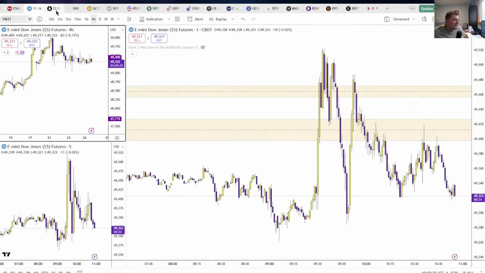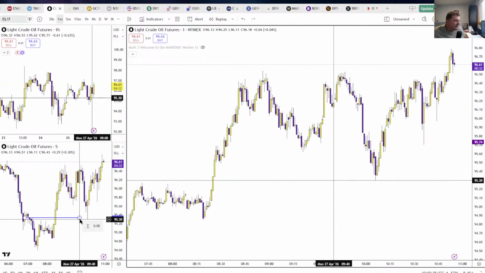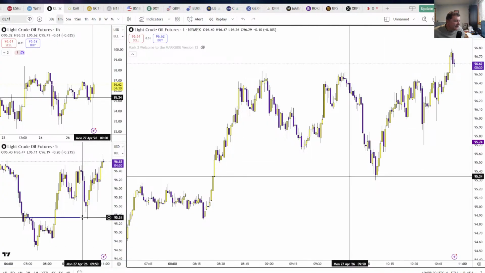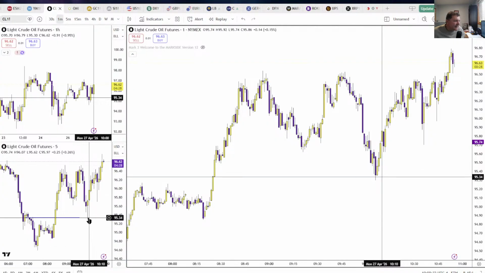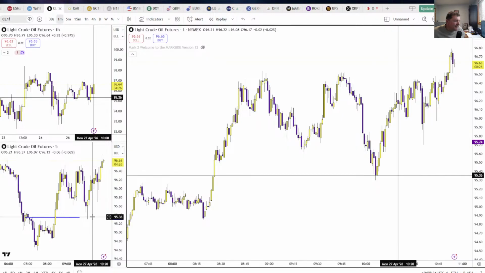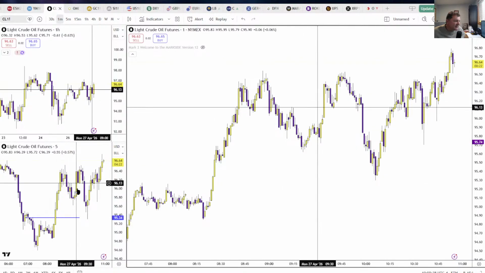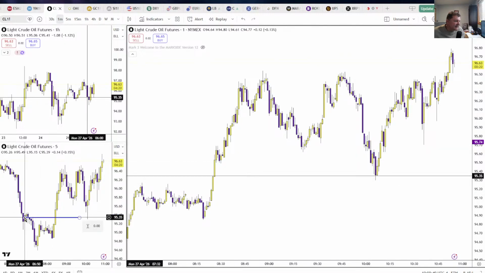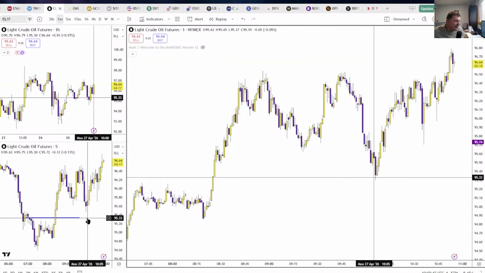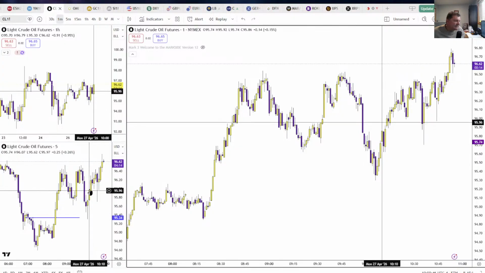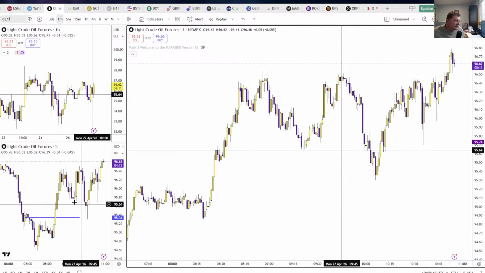What's our oil up to? Did our oil get to our objective? Yes, it did. Look at that. Bang, bang, boom. We set this one earlier so you guys could see that data point and how important it is. And there you go. Tagged it. We have a change in direction.